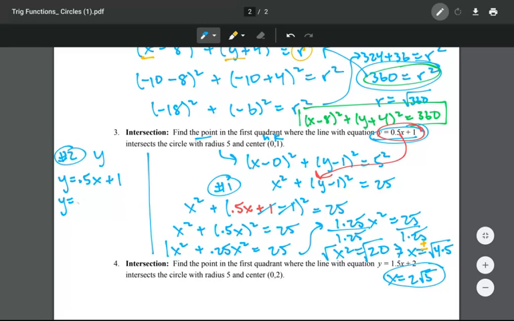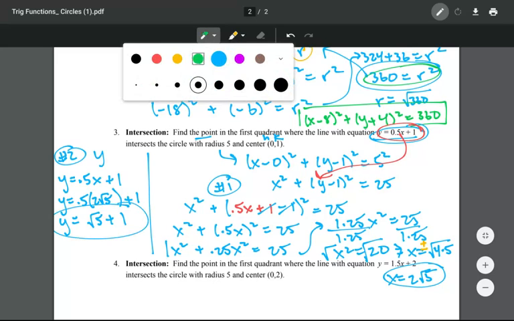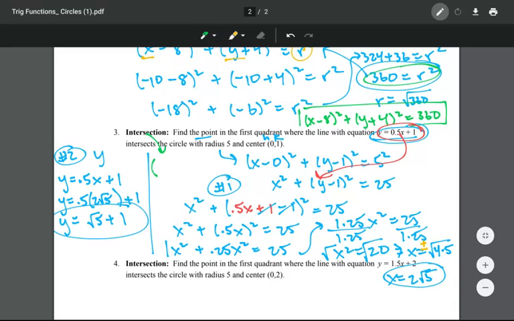So y is equal to 0.5x, which is 2 radical 5, plus 1. So I'm going to go 0.5 times 2, which is 1. So y is equal to radical 5 plus 1. Now I've got my y coordinate and my x coordinate, and I can put those together in my answer. So my answer, my intersection, is (2 radical 5, radical 5 plus 1).